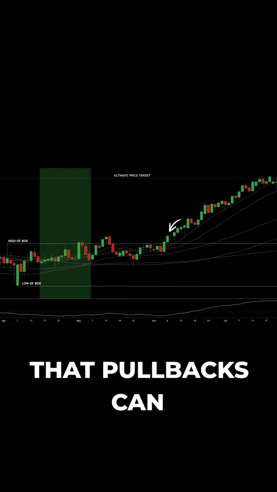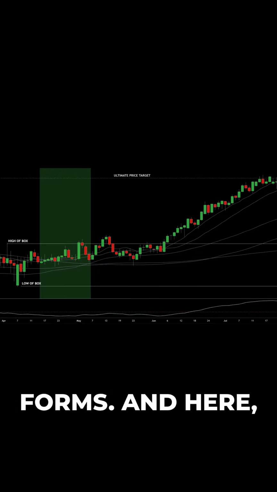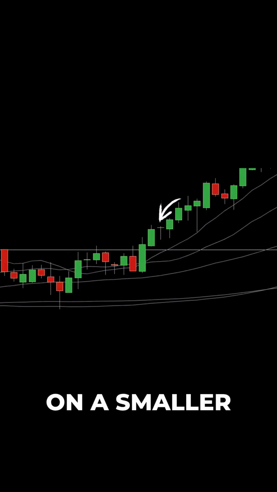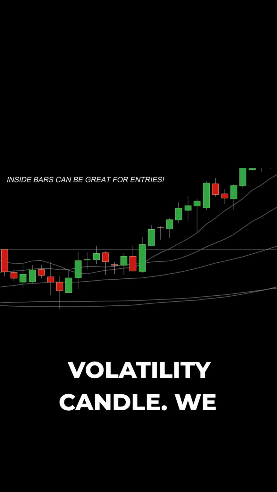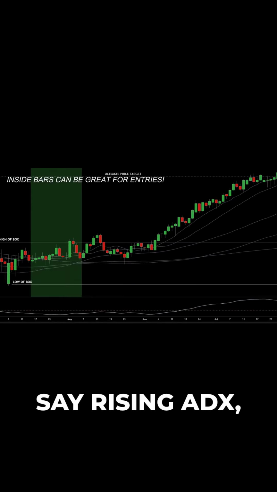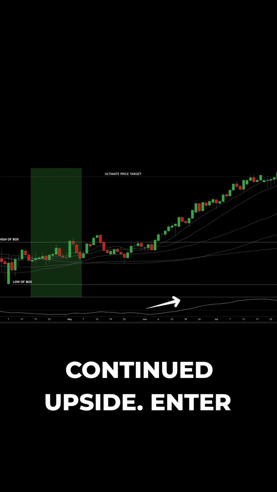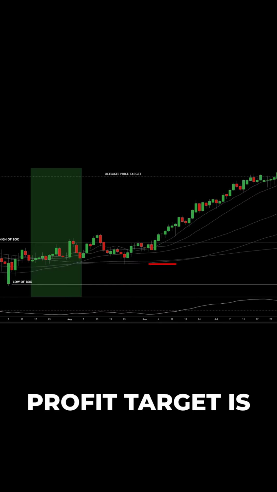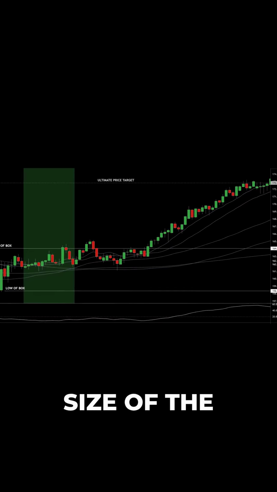Now you have to understand that pullbacks can appear in a lot of different forms. And here, this candle would be a pullback on a smaller time frame. But regardless, it's a lower volatility candle. We see a rising ADX giving support to continued upside. Enter on a break above. Stop goes below the average. Profit target is 1.5 times the size of the box.